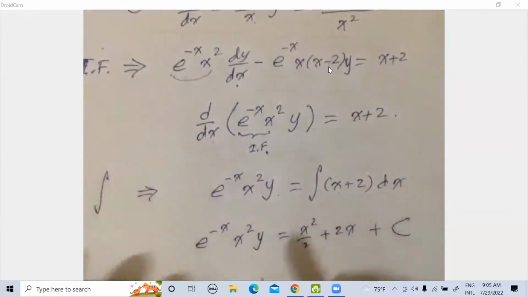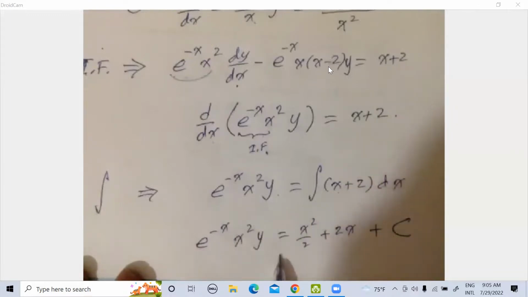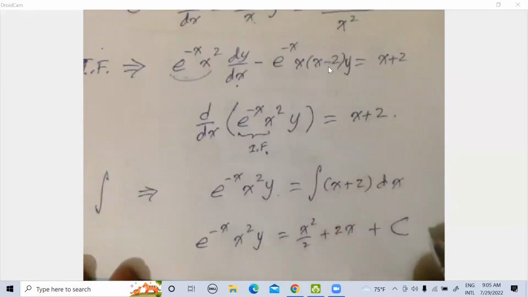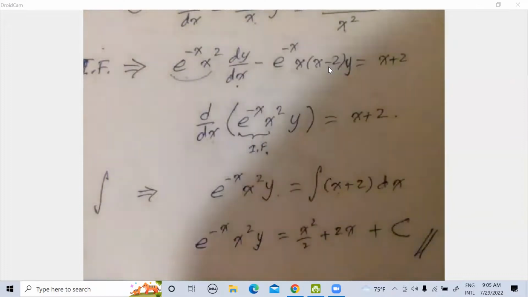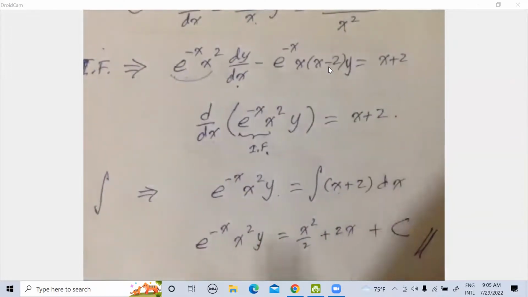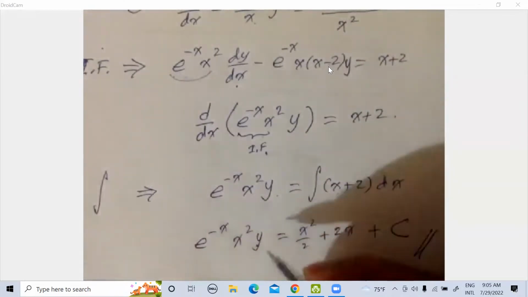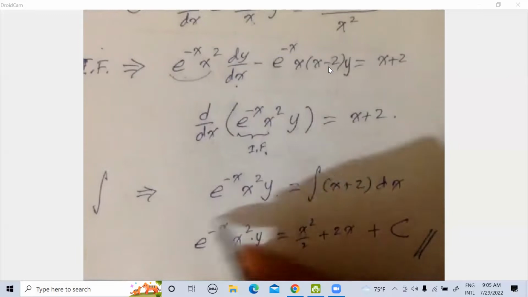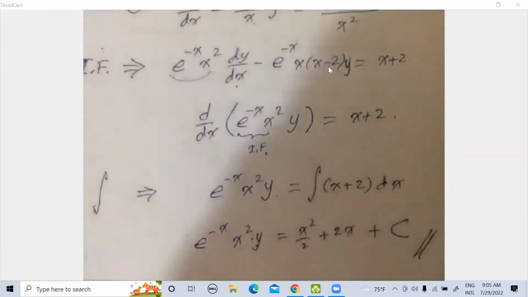Now from this we can find y. You divide by e to the minus x squared, or even leaving it like this is also okay. Anybody can find y in terms of x. After integration is complete, you can leave the answer. Don't make it even more complicated. Anybody wanting y can find y, or you have to divide this whole thing by e to the minus x squared.